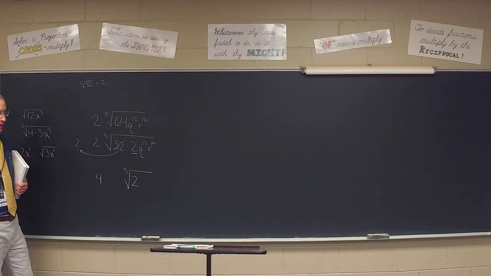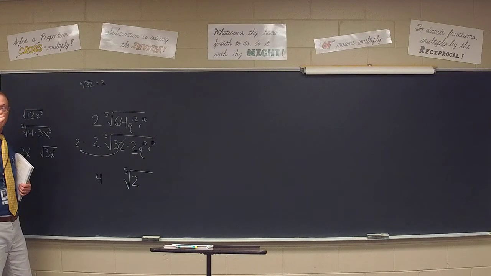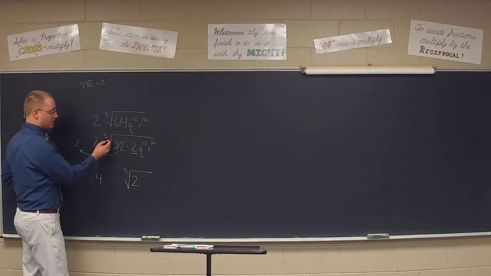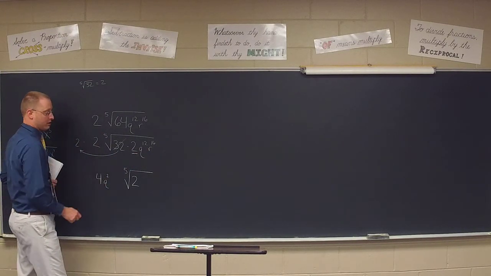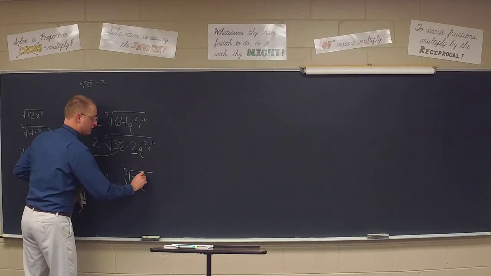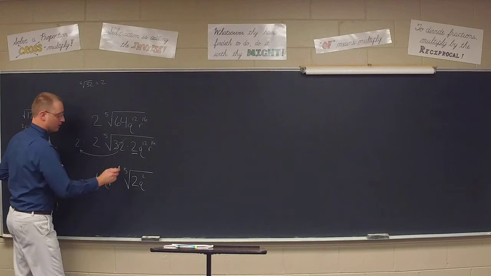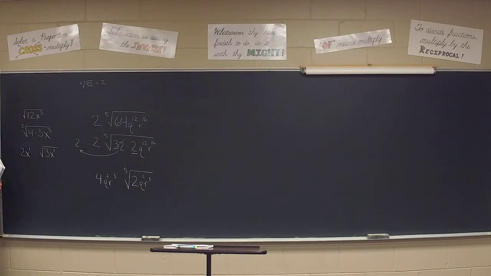Now we're ready to go to the letters. And remember, for the letters, we divide the exponent by the index. In other words, we ask how many times does this go into that? How many times does this go into that? 2 times with 2 left over. How many times does this go into that? And there's our answer, and that's all there is to it. Did anyone get this answer for number 23?